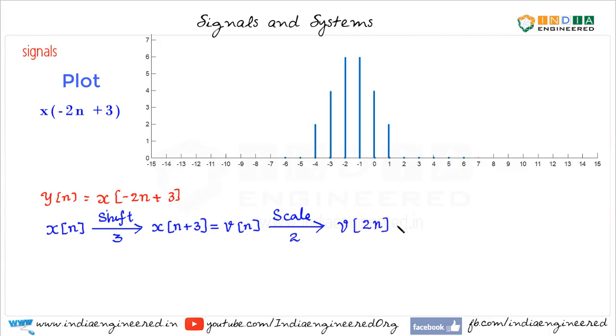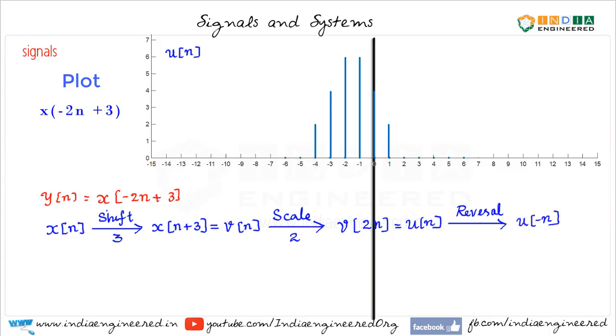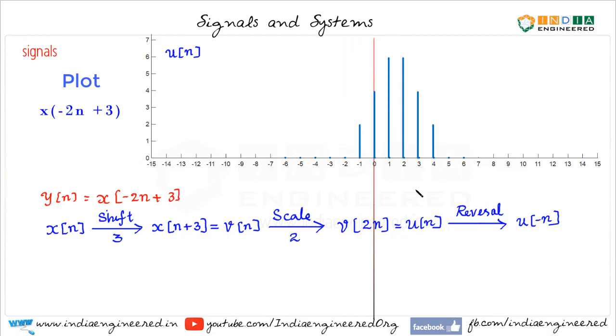Now we will do time reversal, so we will get u of minus n. In order to reverse, we have to reverse it about n equal to 0. You just have to flip it. So what we see when looking in this direction should now be seen in the opposite direction. That means this should come here at minus 1 and all these should go to the other side. Let's do that. So we'll get this signal here.